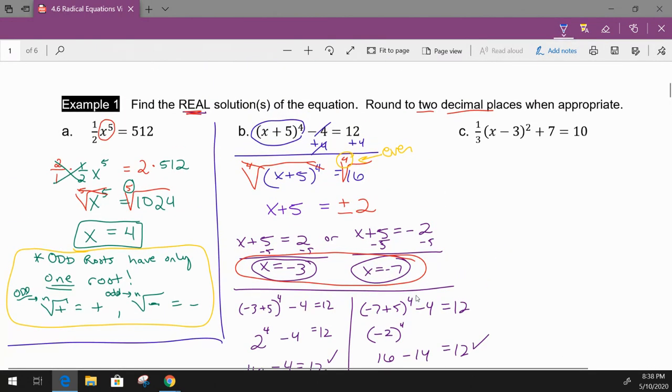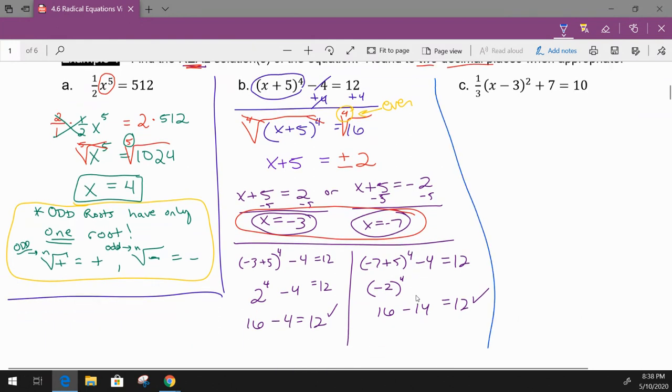Okay, the next problem is one that has a fraction in front of this x minus 3 that's being squared plus 7. So once again, we want to isolate the piece of the equation that's being squared. When you have two things like this to eliminate or undo, you always want to take care of whatever's being added or subtracted first. So undo that part first. So subtract 7. And then now we have the new equation, 1/3 times x minus 3 squared equals 3.